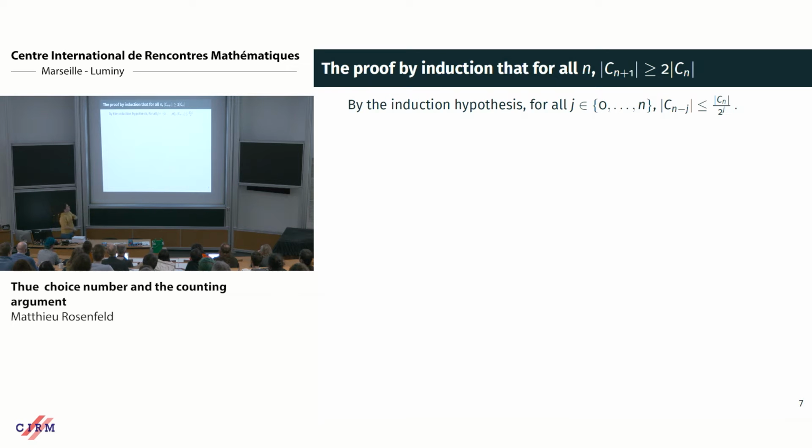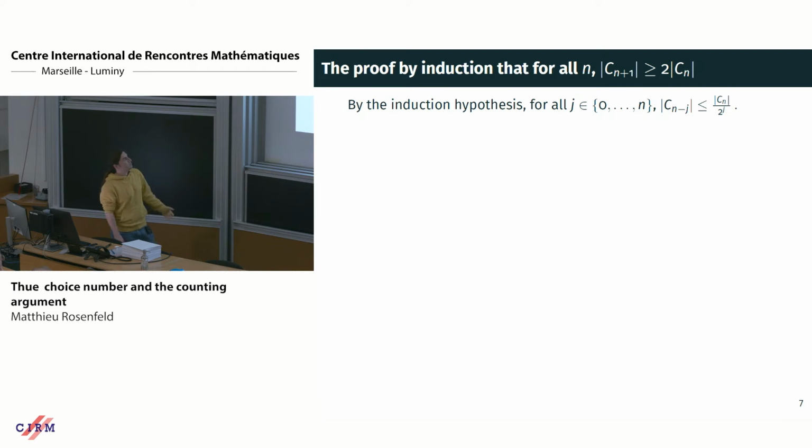Okay, so as I said, I want to prove by induction on n that the size of C_{n+1} is at least twice the size of C_n. So let's just choose my induction hypothesis right now, so I don't have to think about it anymore. What it means is that if I'm comparing C_n to a smaller C_{n-j}, then the size of C_{n-j} is at most the size of C_n divided by 2^j, right? Because I'm removing j letters, so it's just applying my induction hypothesis a few times. Okay, so we will use this in the end in some computation, but now I don't have to think about the fact that I'm doing an induction anymore.